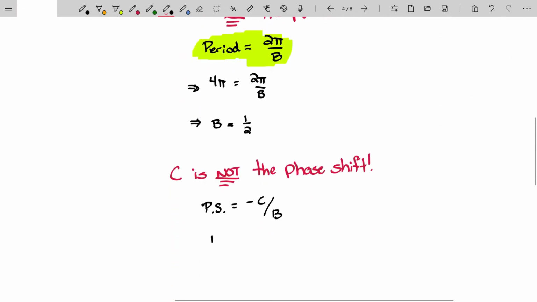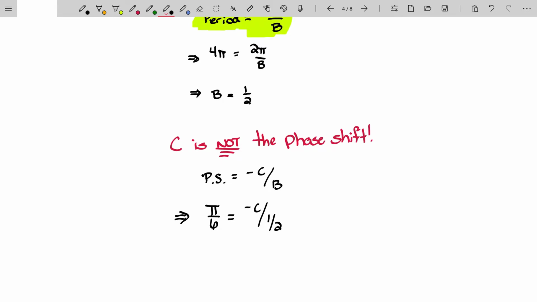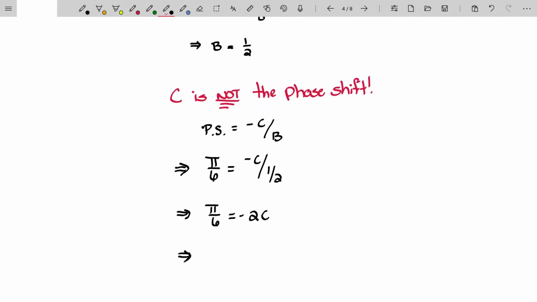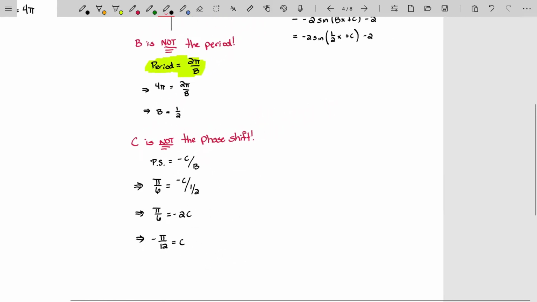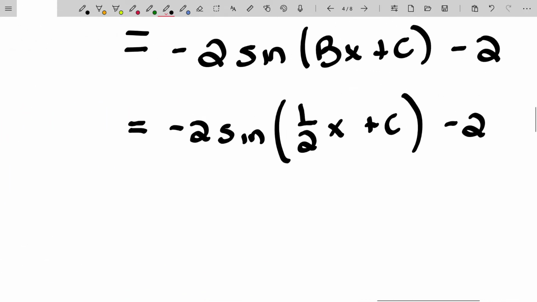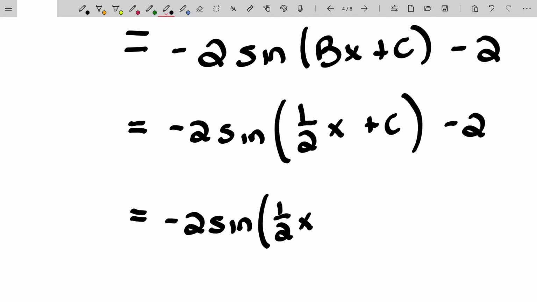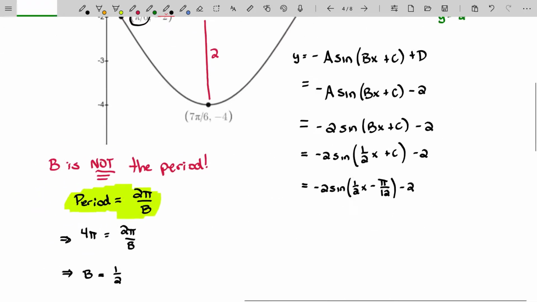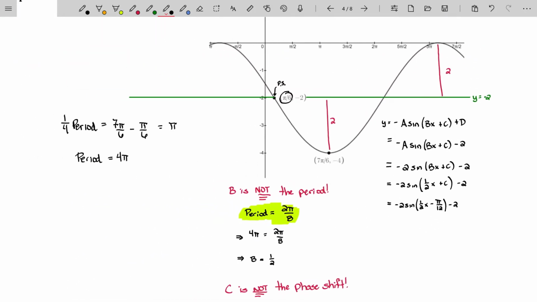So our phase shift is pi over 6, and that should be negative c over b, and b is 1/2. In other words, pi over 6 is equal to negative 2c. Divide both sides by negative 2, and you'll get pi over 12 is equal to c. And now I have the full trig function. It is negative 2 sine of 1/2 x minus pi over 12, and then minus 2. That is that graph right there.